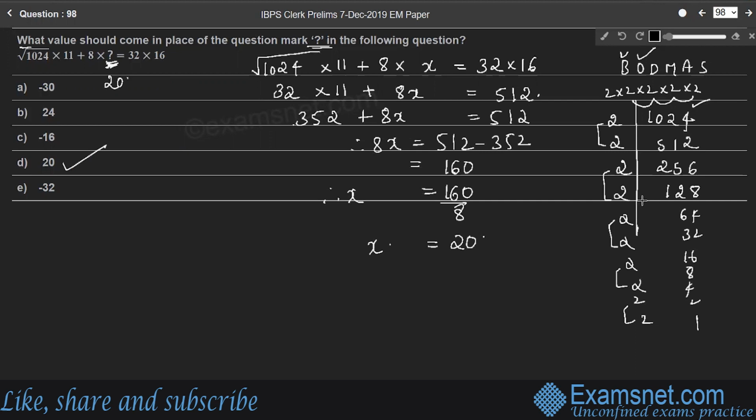You can verify the answer, right? By taking the square root of 1024 and the other values. So whether it is equal to RHS or not, right? You can verify the answer.